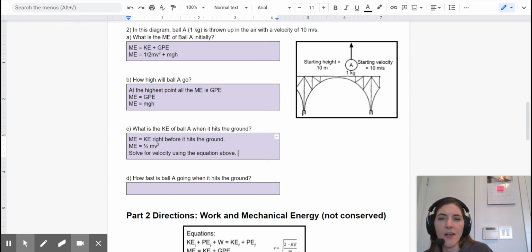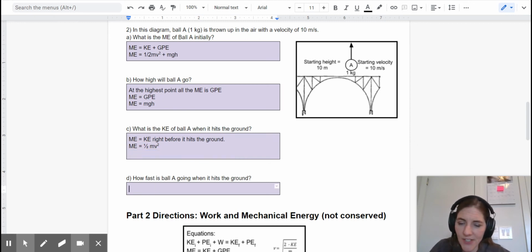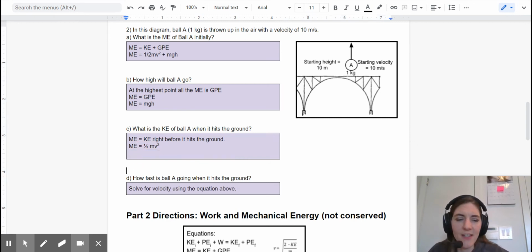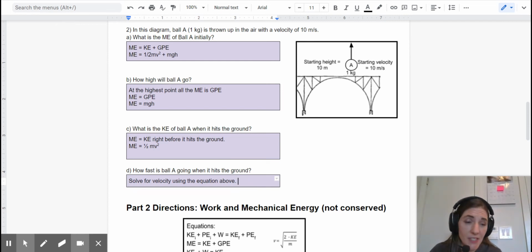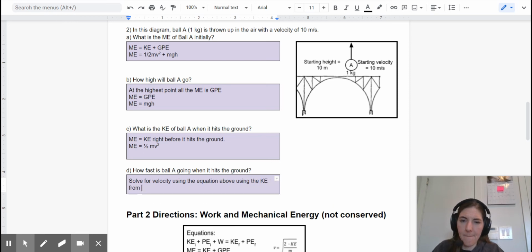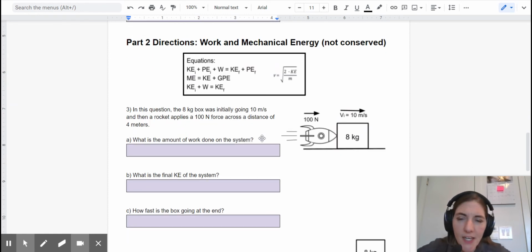And that will tell you... oh, you know what? I actually went too far. So that's going to tell you the kinetic energy. And then, sorry, for the next question, which is really how fast it's going, you're going to solve for velocity using the equation above, using the kinetic energy from C. Okay. So that's how you do those first two problems. So then let me talk about the next problems.